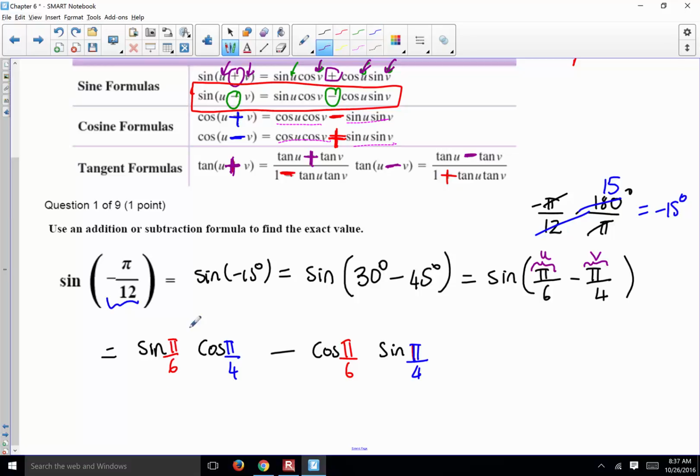Alright, now go look at your sine cosine value chart or wheel. What is sine 30? One half. Cosine 45, we multiply them later. Minus cosine 30, root 3 over 2, sine 45, root 2 over 2.